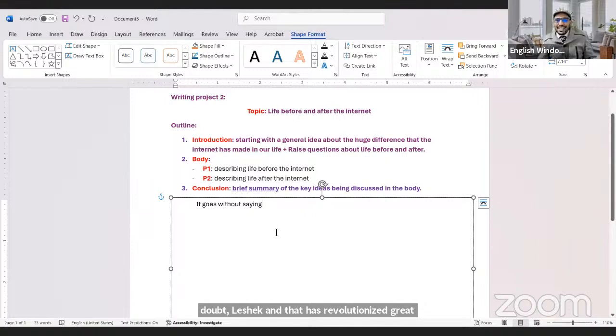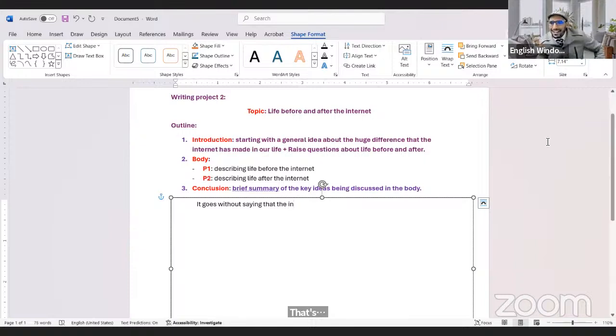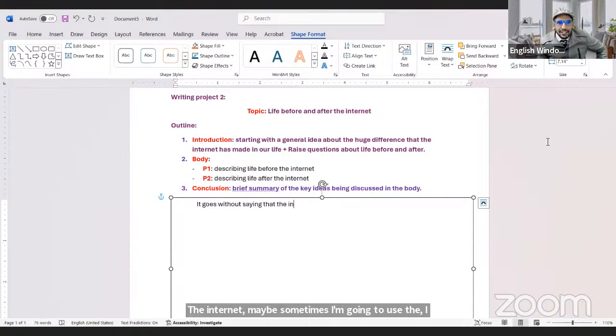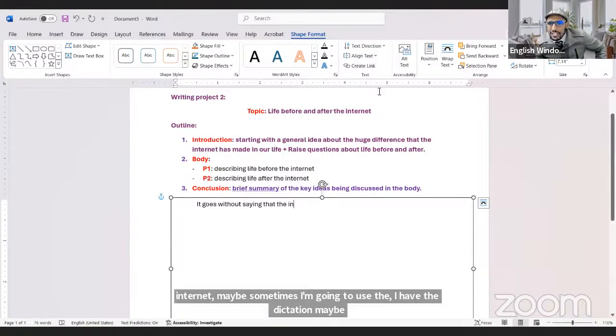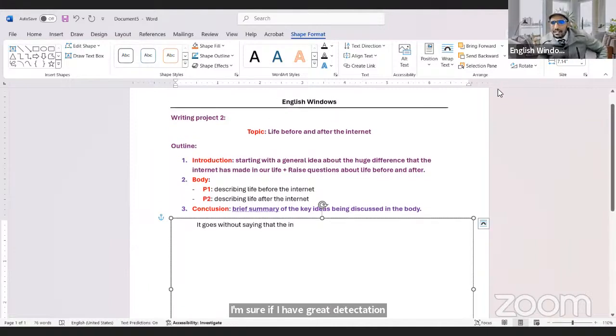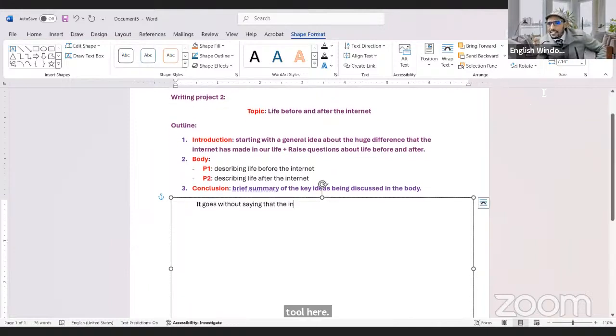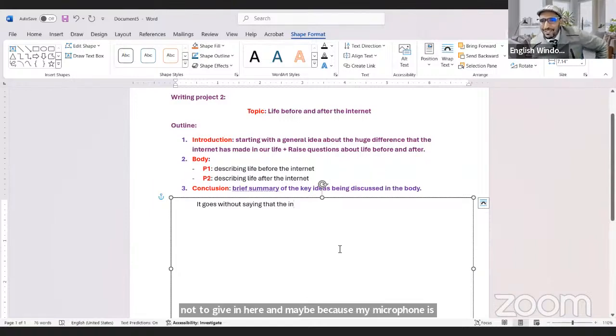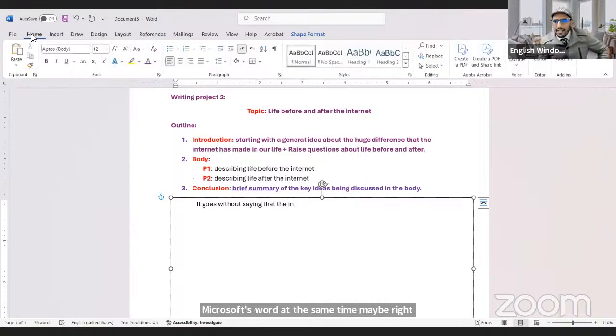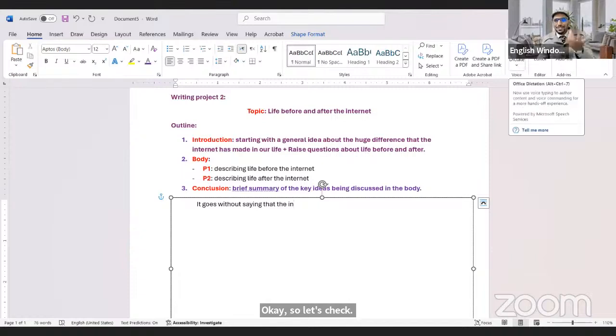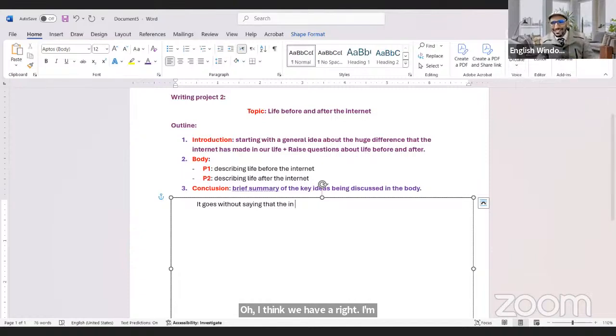So it goes without saying that the internet... maybe sometimes I'm going to use the dictation tool. I'm not sure if I have it here. It's not given here. Maybe because my microphone is used right now by Zoom, so it can't be used by Microsoft Word at the same time. Okay, let's check. Oh, I think we have it here. I'm going to dictate to Microsoft Word to write.